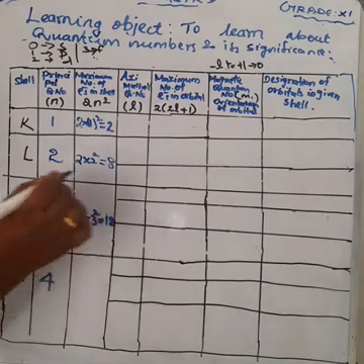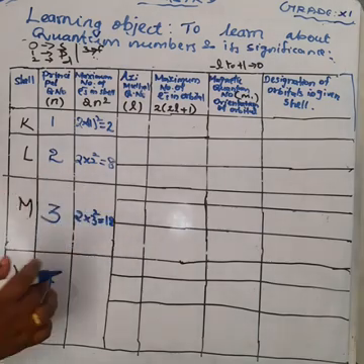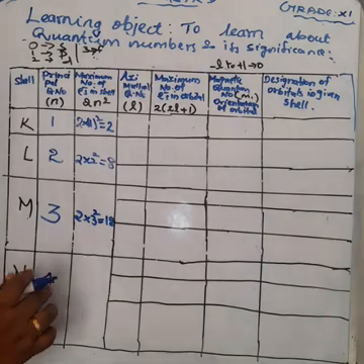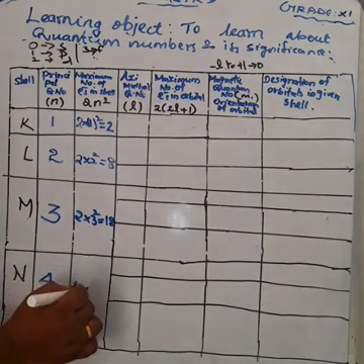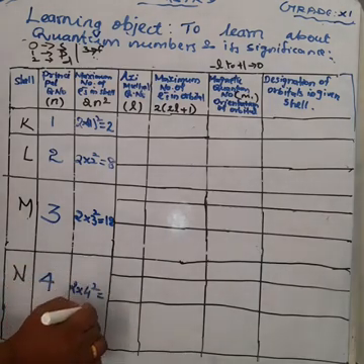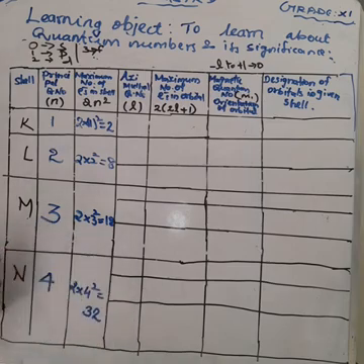And finally, the last n is equal to 4, so 2 into 4 squared is equal to 32. This is all about the principal quantum number. And secondly, we can study the azimuthal quantum number.